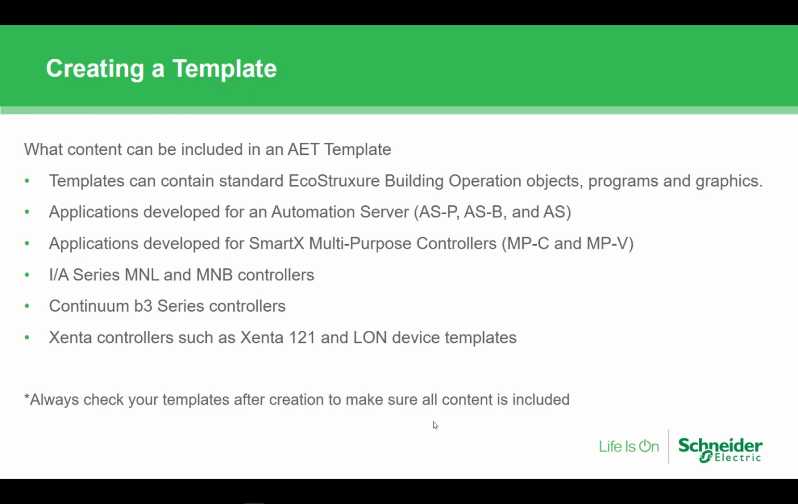Now that we're connected, let's make a template from an existing application that exists in our target server. Creating a template is a pretty simple process. But first, we should identify what content can be captured in an AET template. Templates can be created that contain almost any standard EcoStruxure Building Operation objects, including values, programs, graphics, as well as all the binding information. You can create templates from applications you have developed for automation servers and I/O modules, and from multi-purpose controllers, including all models of the MPC and MPV.